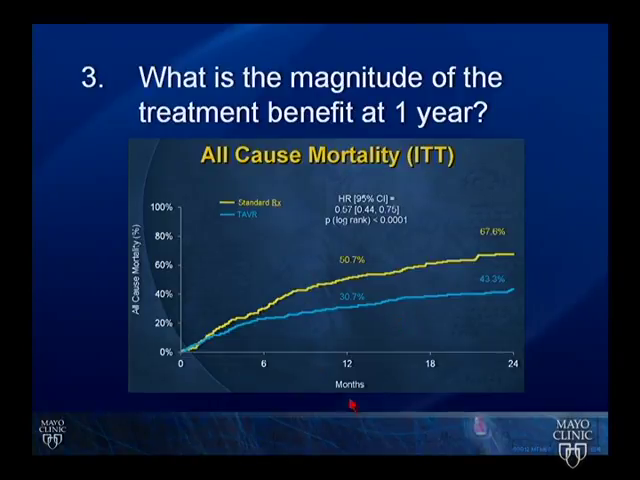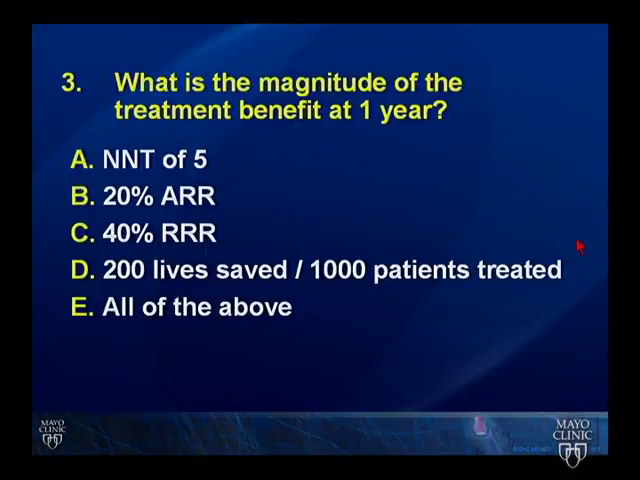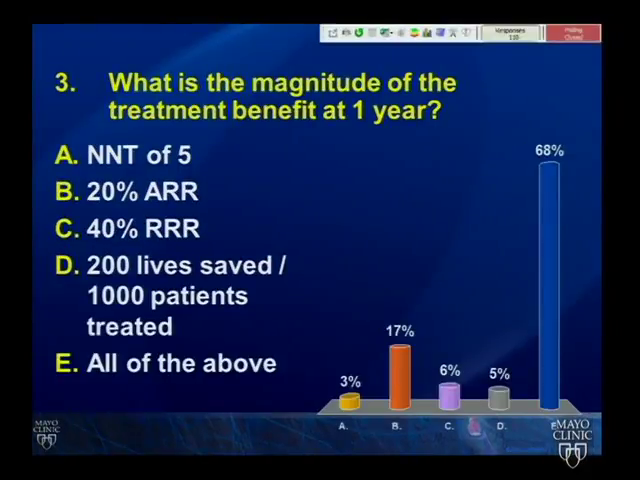Okay, here are the numbers you need. So what is the magnitude of the treatment benefit? Is it a number needed to treat of 5? Is it a 20% absolute risk reduction? Is it a 40% relative risk reduction? Is it 200 lives saved per 1,000 patients treated, or all of the above? It's all of the above. All of these things are saying the same thing in this patient population.